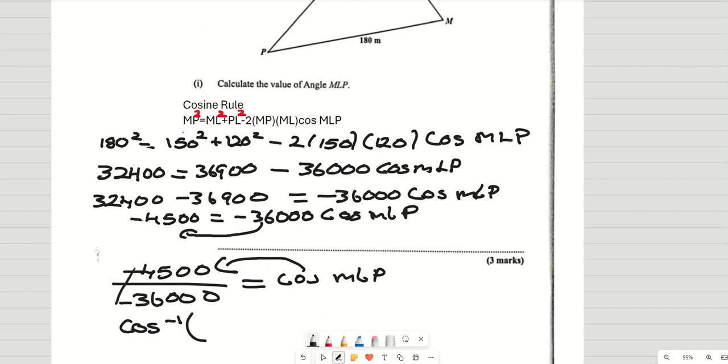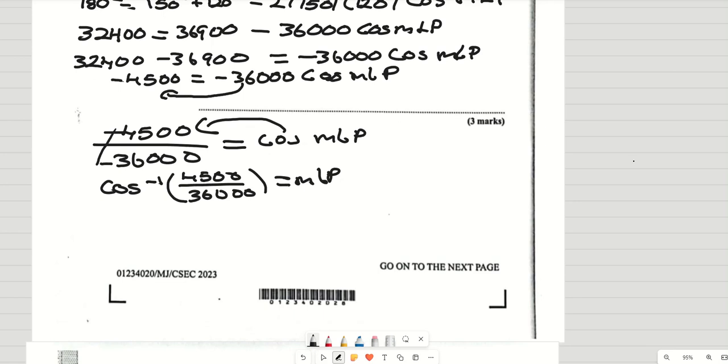The minuses will cancel out each other, right? So you'll get 4,500 over 36,000 is equal to MLP. When you work this out, I'm going to put it to one decimal place, MLP is equal to 82.8 degrees to one decimal place. And that would be the answer for this question here.